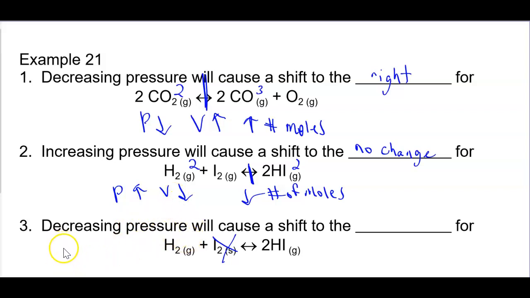So we're decreasing pressure, so pressure is going down, which means volume's going up, so we're looking for the greatest number of moles. All right, so this has 2 and this has 1, so that's going to have to shift to the right because the right-hand side has the greatest number of moles.